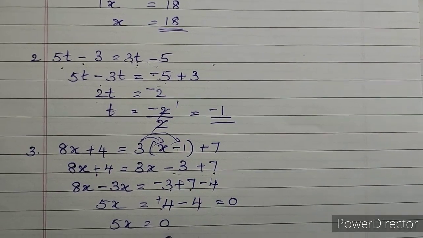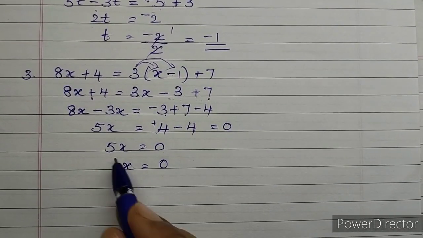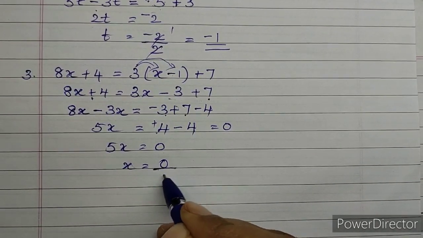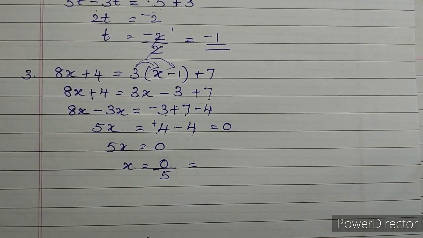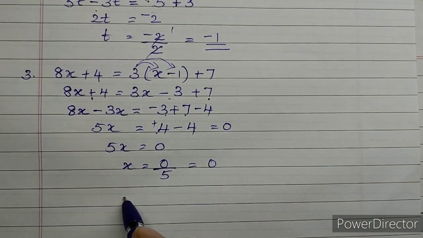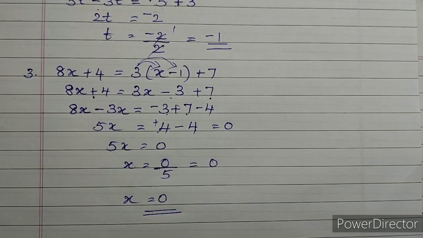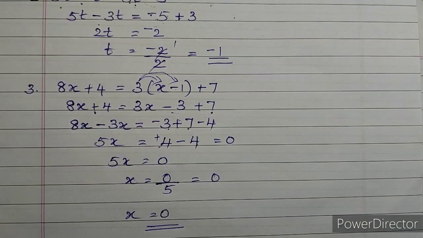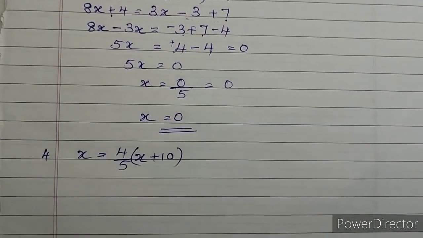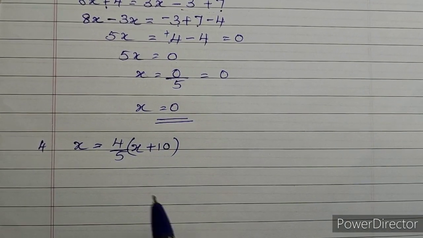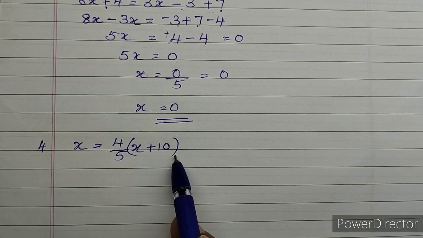Here it is multiplication, so it will come as division on the other side. So divided by 5, 0 by any number, it is 0 only. So x is equal to 0 is the final answer, or the solution of this linear equation. Next sum is x equals 4 by 5 into x plus 10.